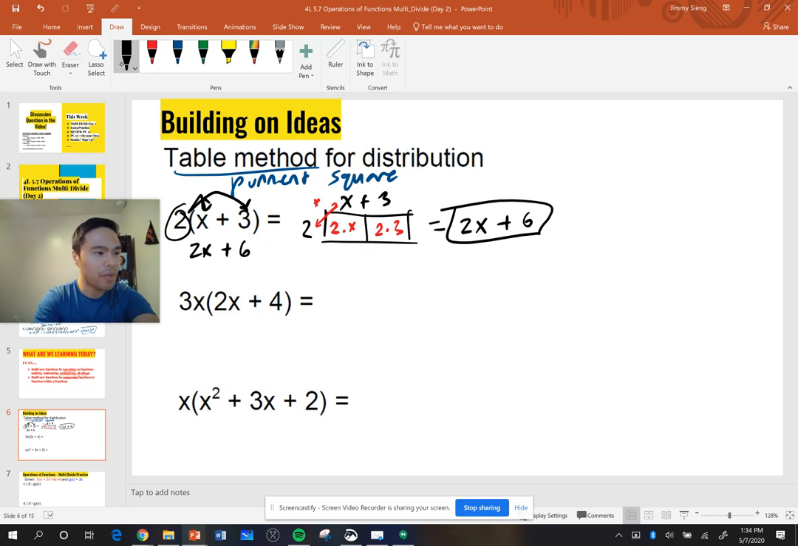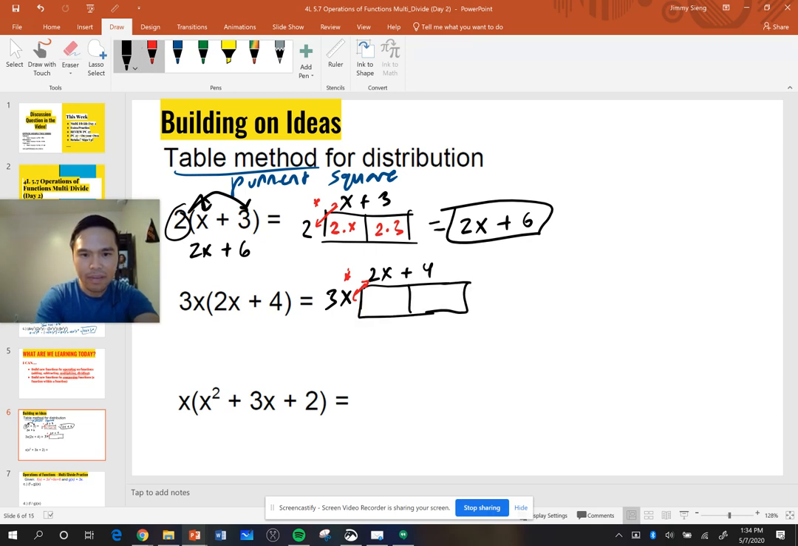So let's go ahead and keep going with this. We got a 3x, then on top we got 2x plus 4. So we're going to have a 1 by 2 rectangle. So now I'm going to times those two together. I'm going to times all those together, right? And I should get 3x times 2x. Sorry, let me write this better.